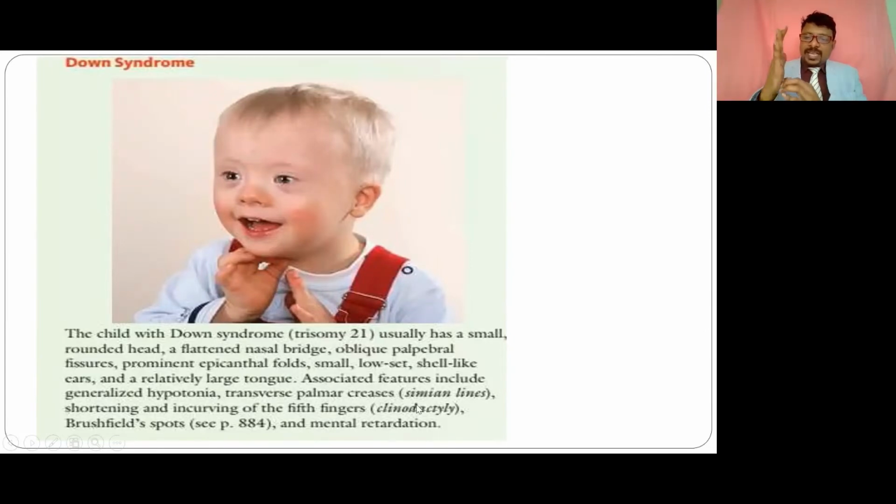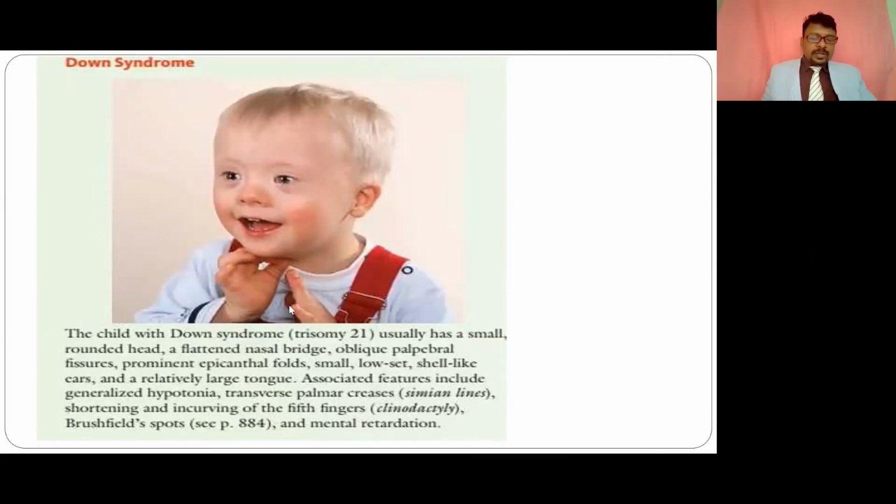So they're going to get the same lines in the hallways, and the hands are going to have creases, and also shortening and incurving of the fifth fingers. So the fingers are going to be very small. You can observe the fingers. They are going to get the clinodactyly. That means the digits are going to be small compared to a normal person, so the growth will be less than normal persons.